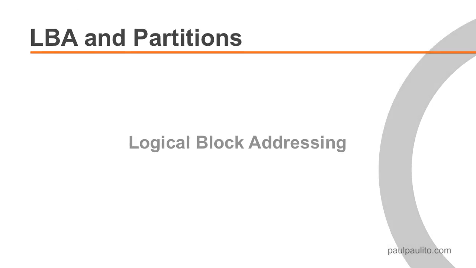LBA and partitions. Historically, a hard disk was divided into cylinders, heads, and sectors, with partitions normally configured in a fixed number of cylinders. With the deployment of LBA, which stands for Logical Block Addressing, and hard disks larger than 8 gigabytes, the cylinder head sector division in many ways became obsolete. But this organization is still used by many partition tools. LBA now translates the cylinder head sector division into numbers that support the larger hard drives as used today.